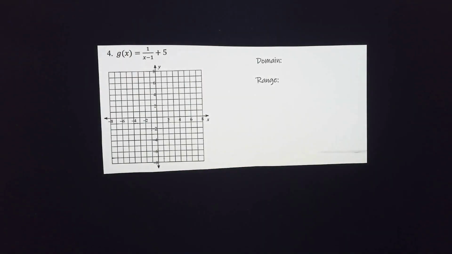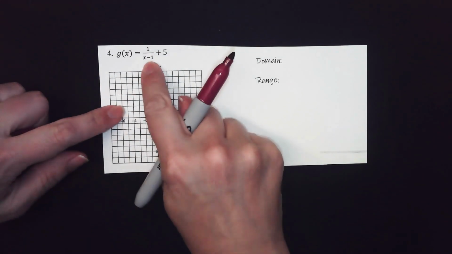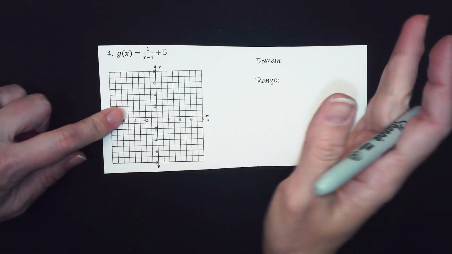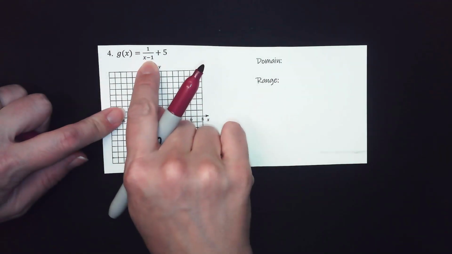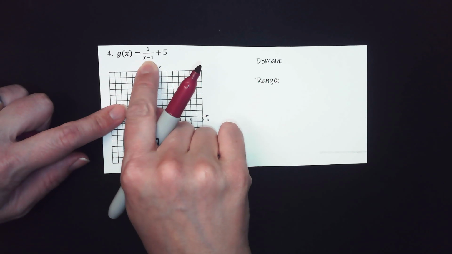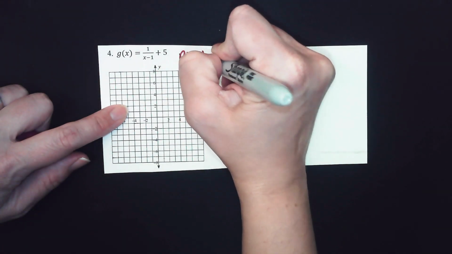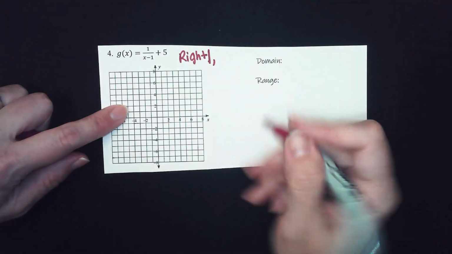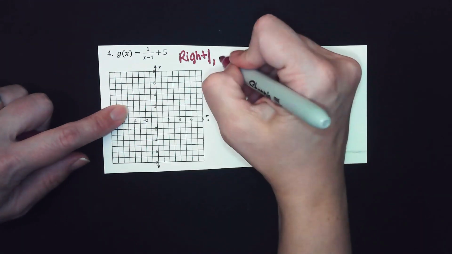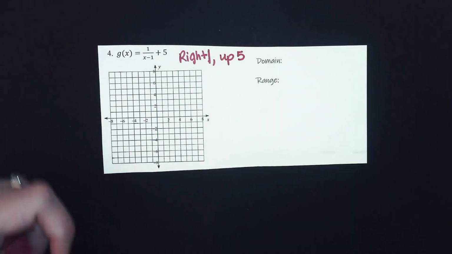Okay, so let's list what's happening here. I have a -1 grouped with x, so this is moving things left and right, and we do the opposite of what it says. So instead of going where x is -1, we're going to go +1, so we're going to go right 1. Whoops, helps if I write the number 1, huh? And this +5 on the end means we're going to move that graph up 5.